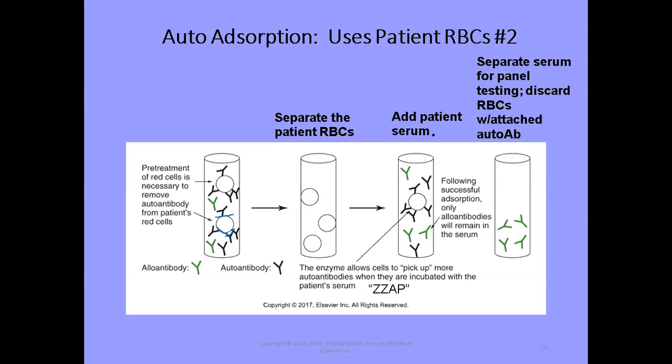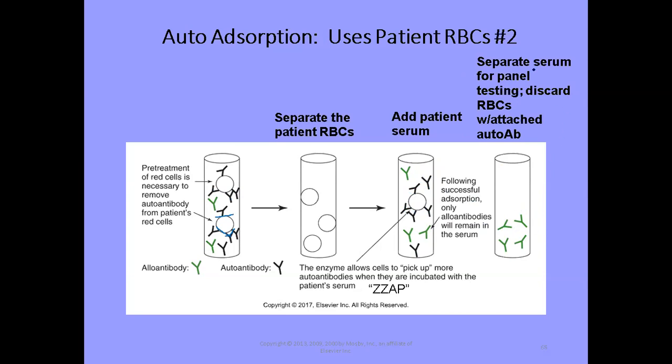Now we're going to add back in some of the patient's serum. Remember, this patient's serum has the autoantibody in it, and it may have an alloantibody, which is designated by the green here, okay? So what happens when we add the cells to the patient's serum is that any autoantibodies present in the serum now have a chance to bind to this patient's red cells, because we got rid of the initial ones. So we're going to remove any free autoantibodies in the patient's serum by having them attach to the patient's own cells, centrifuge down, and remove the plasma and throw out the red cells with the autoantibodies attached. Now this serum that was in the tube is free of the autoantibody and only has the alloantibody present, okay?